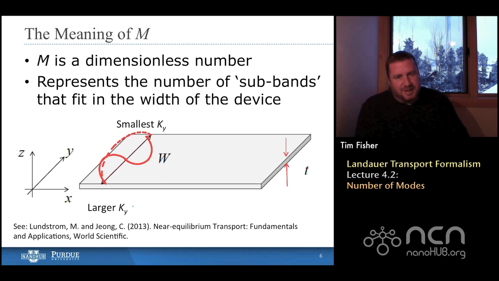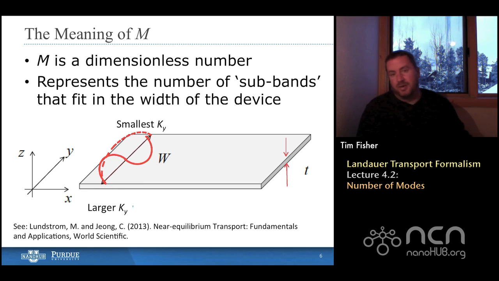Well, what does it mean physically? So deduction, mathematical deduction is one thing, but what does it mean physically? Well, you can think of it as, and this is the way that Professors Lundström and Datta explain it for electron transport, which also applies here. But M, first of all, we recognize is a dimensionless number.